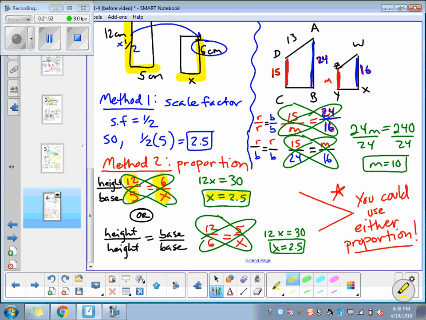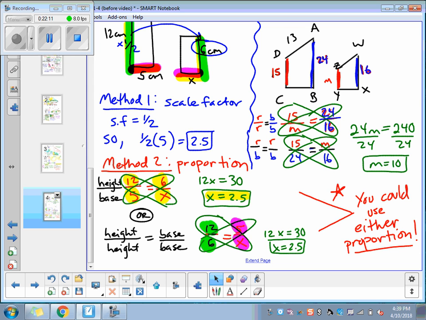Now some of you like to go from one shape to the other shape, so what you could do is say 12 went with 6, and this goes with this. It does not matter. We're all going to get that x equals 2.5.